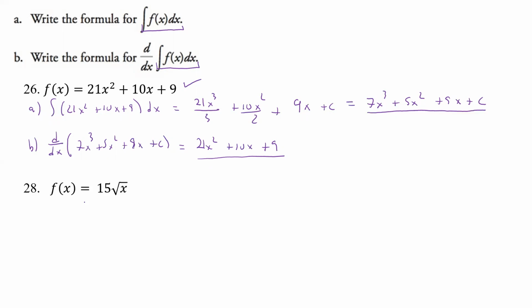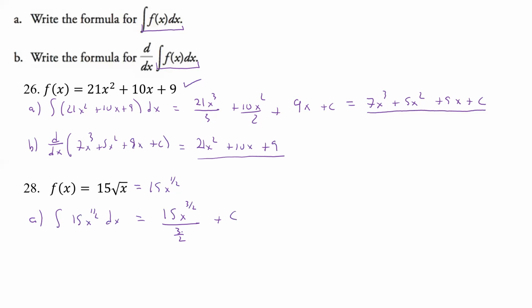Okay, what about this one? Well, let's first think about this as 15x to the 1/2. It's going to be easier if we're taking integrals or derivatives to have that as a fraction. So for A, we're taking the integral of 15x to the 1/2 dx. And so what does that give us? Well, we're going to have 15x to the 1/2 plus 1, so that's going to be 3/2, all over 3/2, and then plus c.